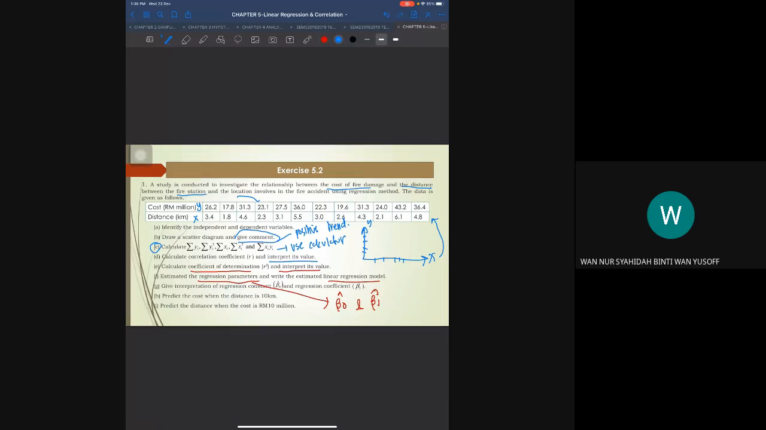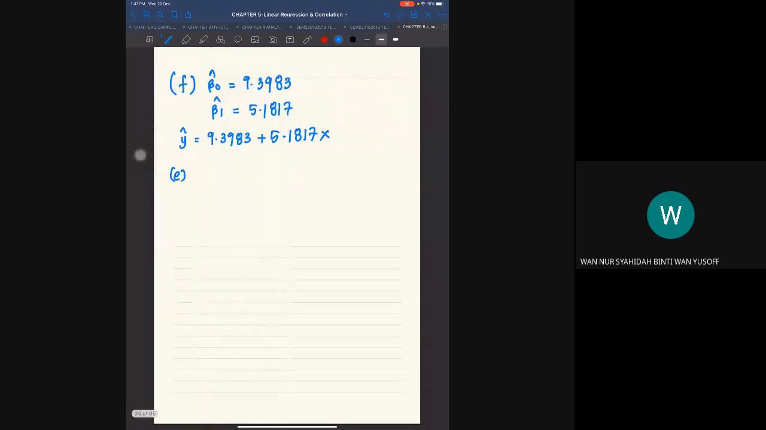Next, E. Give interpretation of regression constant beta naught and regression coefficient beta 1. I forgot to mention just now: beta naught, the intercept, is also called the regression constant. Another term for beta 1, the slope, is the regression coefficient. So take note: regression constant means beta naught cap, and regression coefficient means beta 1 cap.